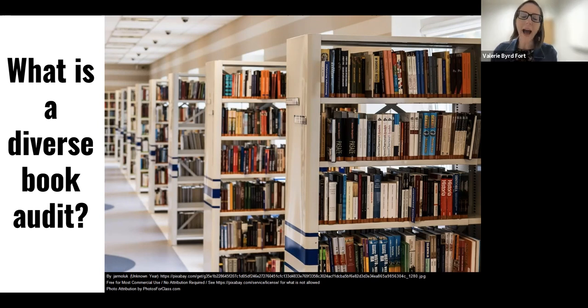Think about adding diverse audits, diverse evaluations to your collection development policy. Make this something that is done yearly, or every other year. Think of it as, you know, you do inventory perhaps every year, every other year. Think about doing this evaluation on a schedule so that it's not something that's just done once and then forgotten about.